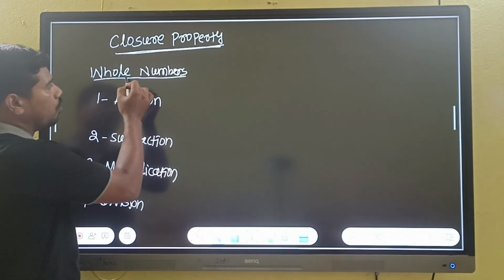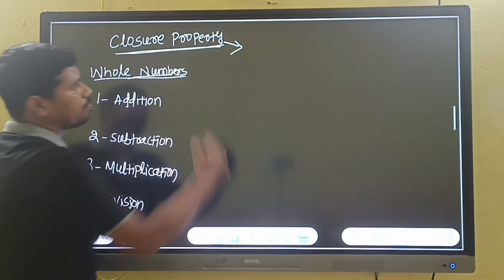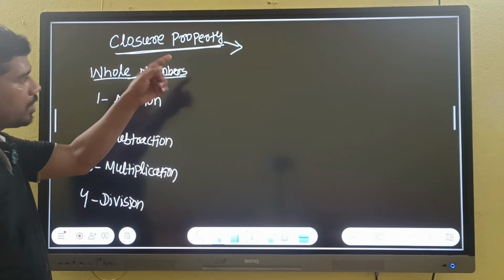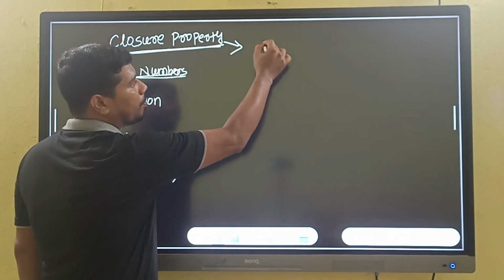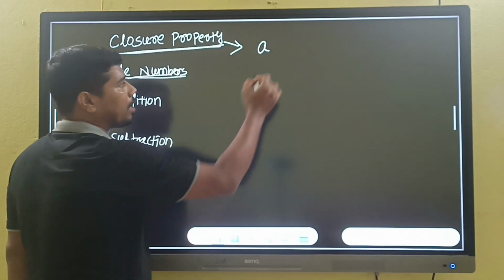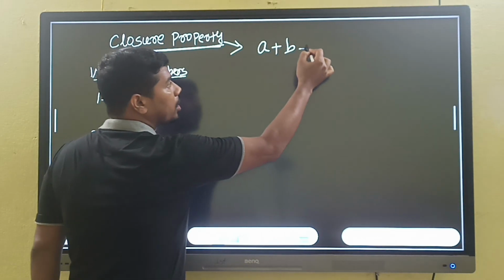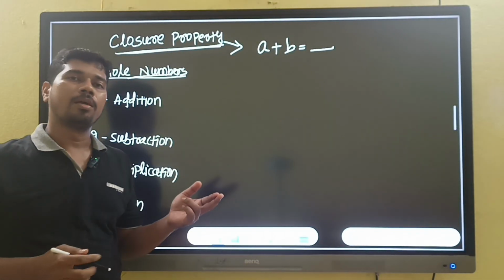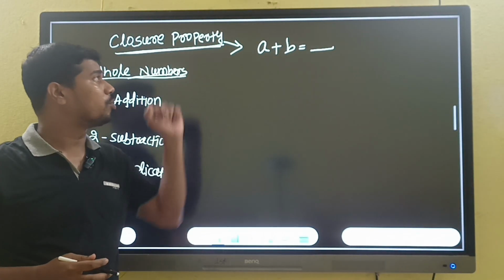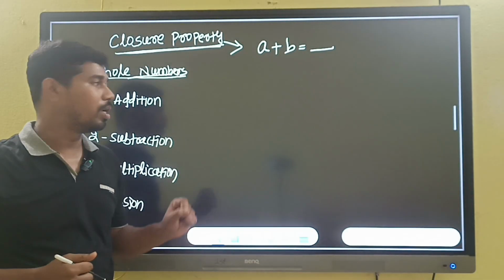What is the closure property? The closure property is that suppose there are two numbers. A is one number, and another number is B. If we add A plus B, the result is known as closure property. Suppose 2 plus 3, 2 plus 3 equal to 5, that is known as closure property. Direct answer we will get there.